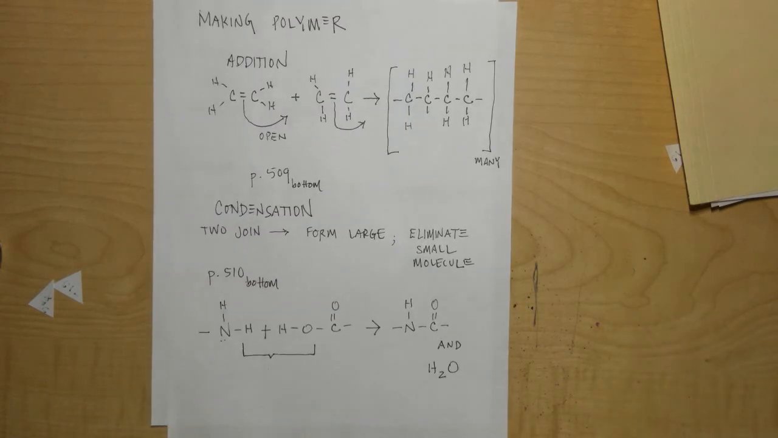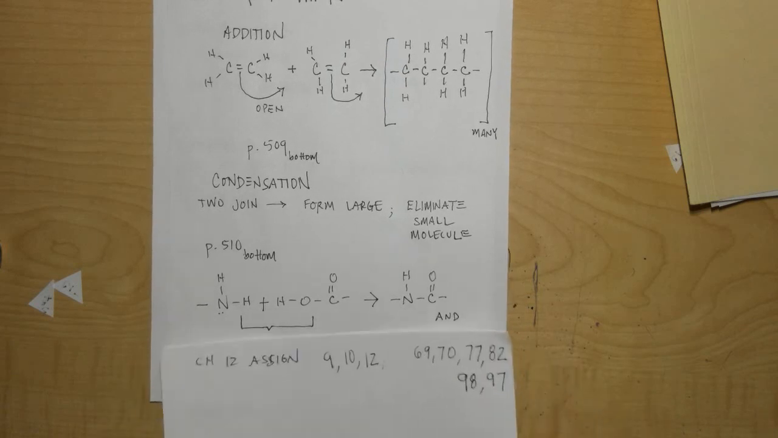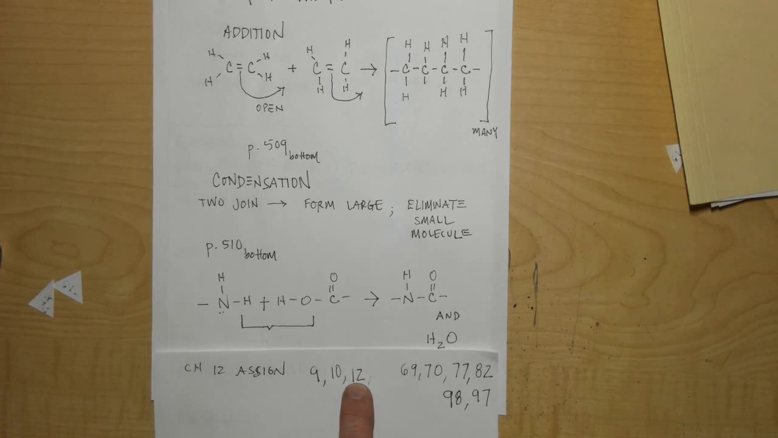Tomorrow, we'll continue our talk of different types of solids with one more in nanomaterials. But for tonight, your homework problems are the 9, 10, 12, 69, 70, 77, and 82 from Chapter 12.